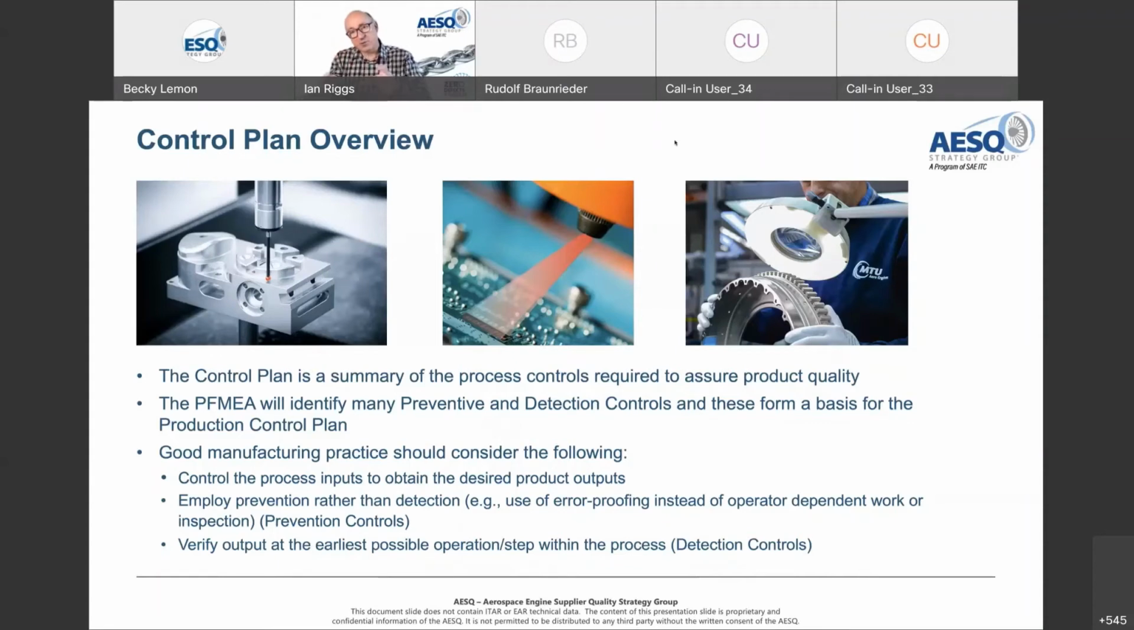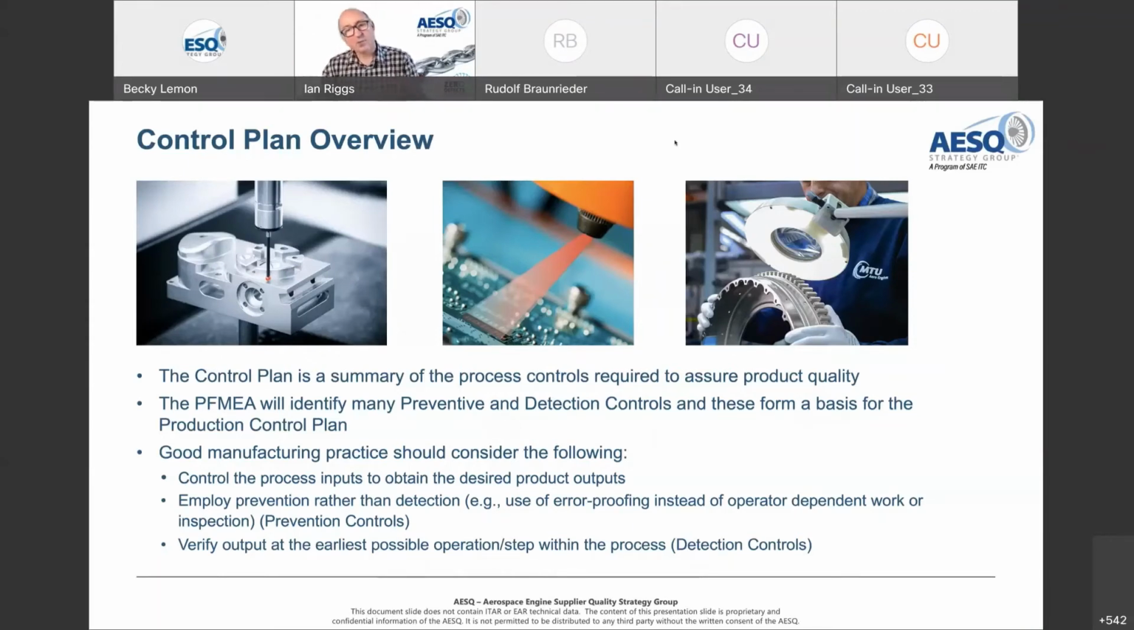Those controls should be taken from the preventive and detection control columns on the FMEA. Okay, and we'll show that in a moment with some examples, because not everything in prevention and detection controls will go on your control plan, but which ones should, we'll cover in a moment.